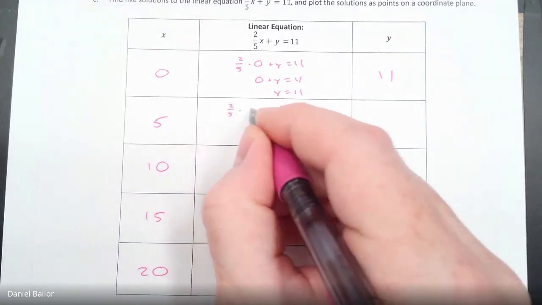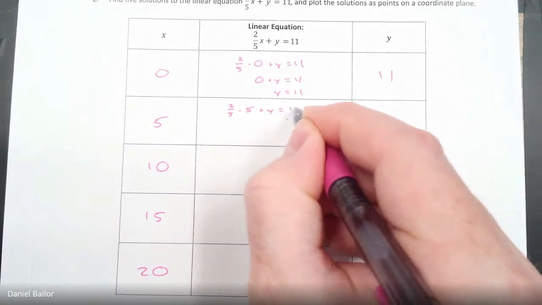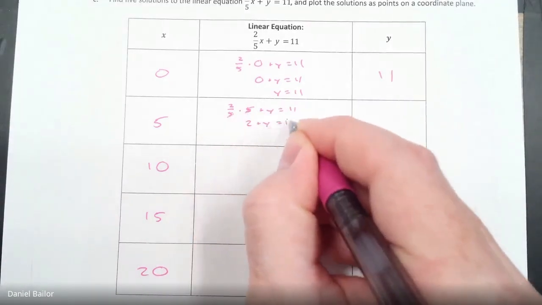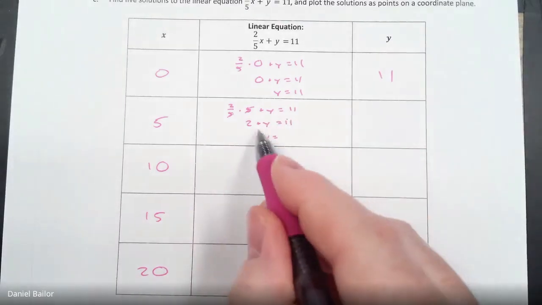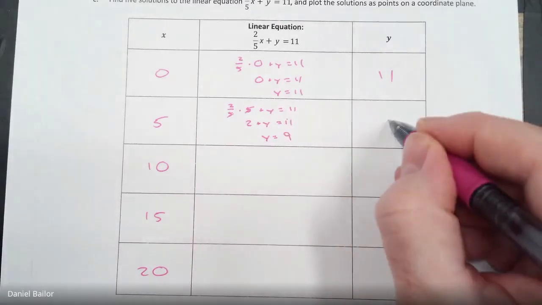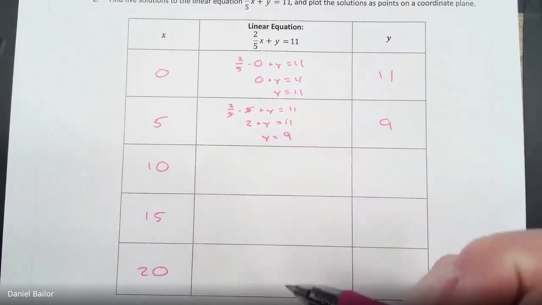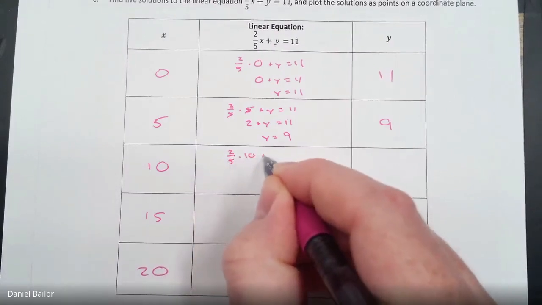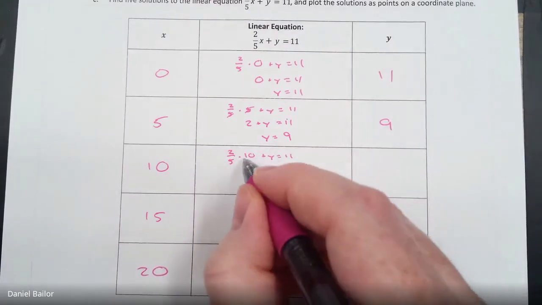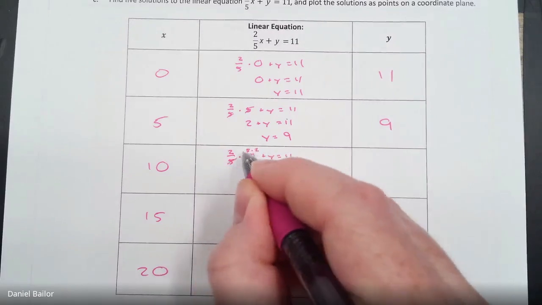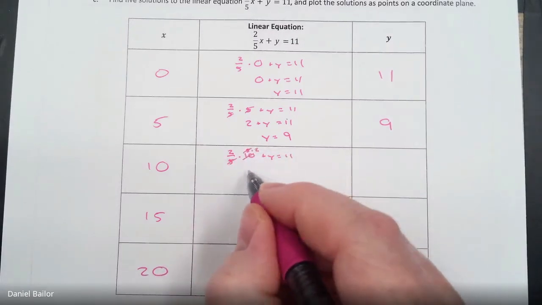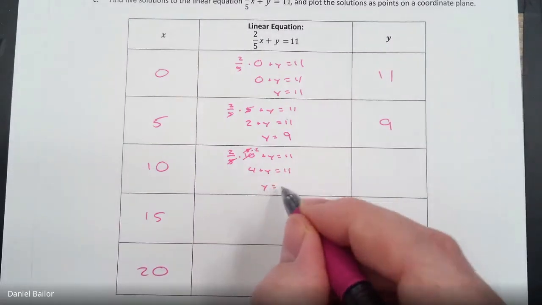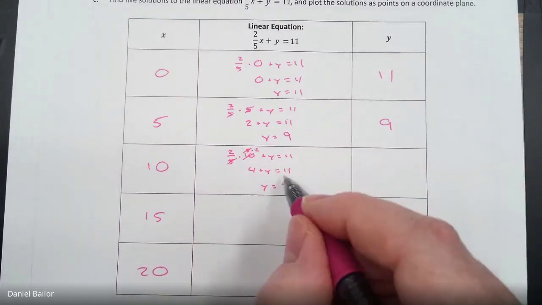2/5 times 5 plus y equals 11. 2/5 times 5, the 5s cancel, so we get 2 plus y equals 11. After the subtraction property of equality, we find out y equals 9, because we do minus 2 on both sides. 2/5 times 10 plus y equals 11. Well, remember the 10 turns into 5 times 2. The 5s cancel. We get 2 times 2 is 4 plus y equals 11. Subtraction property of equality, y is going to be 7, because 11 minus 4 is 7.